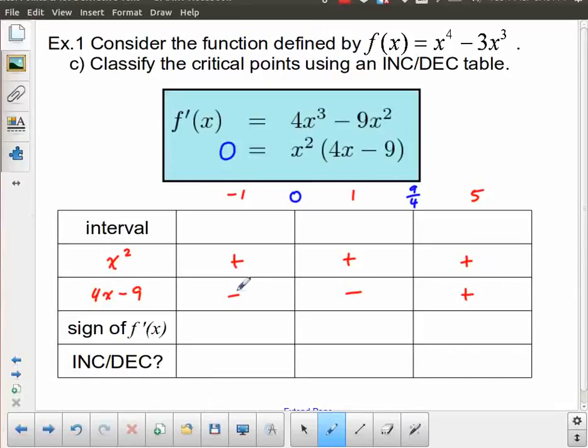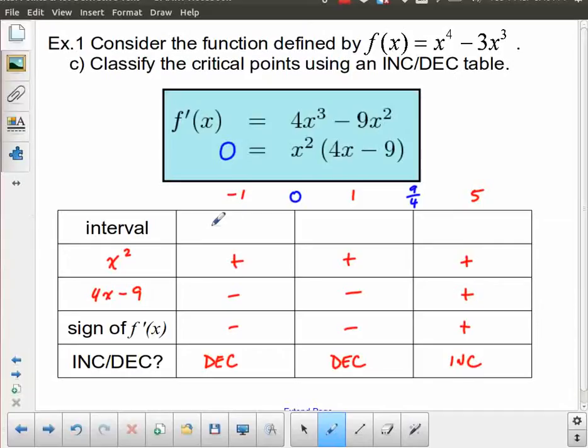Positive times a negative gives me a negative, and that means that this is decreasing. The derivative is negative, so this is a decreasing portion of the graph. A positive times negative is negative, that means this is decreasing. And a positive times positive is positive, that means it is increasing.